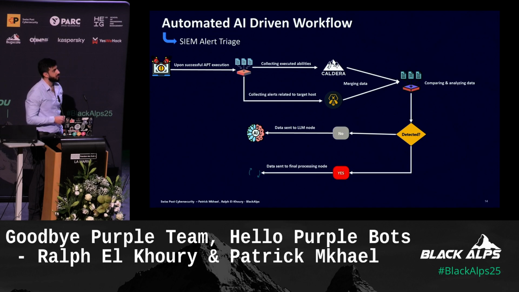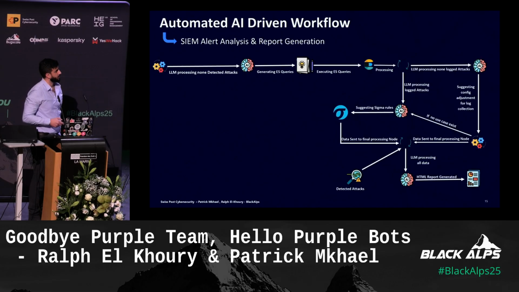analyze those data and do the differential to be able to know: was this technique that was done detected or not? If it was detected, it will go to this pipeline where it will be sent to the last processing node. So we will forget about it a bit. If this technique that was executed, we don't have any trace that it was detected, it will be sent to the LLM, another LLM node.